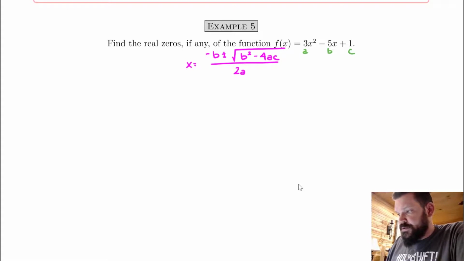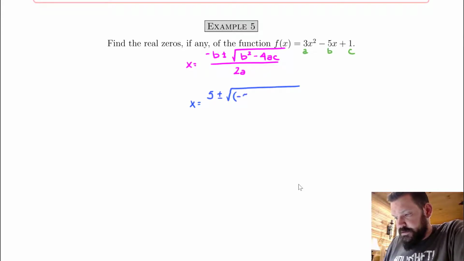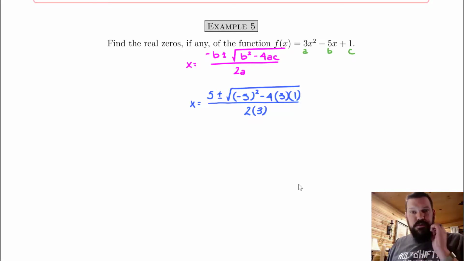So if we use those labels that we have there and substitute into the quadratic formula, b is negative 5, so the opposite of negative 5 is positive 5, plus or minus the square root of negative 5 quantity squared minus 4, a is 3, c is 1, all over 2 times a, which happens to be 3. So all we did was just substitute in the values from the quadratic equation that we were given.